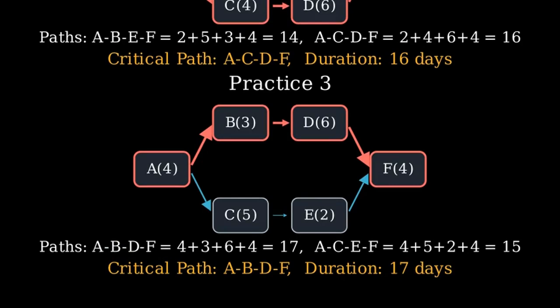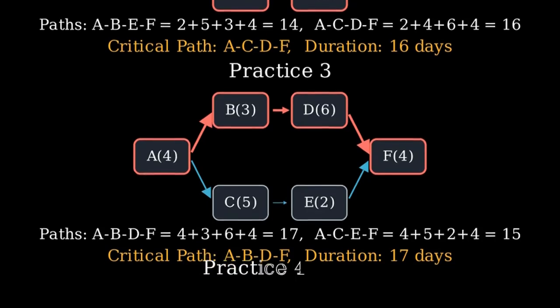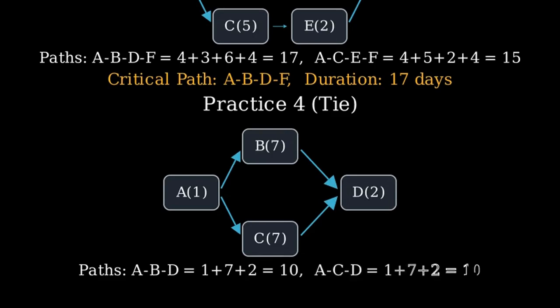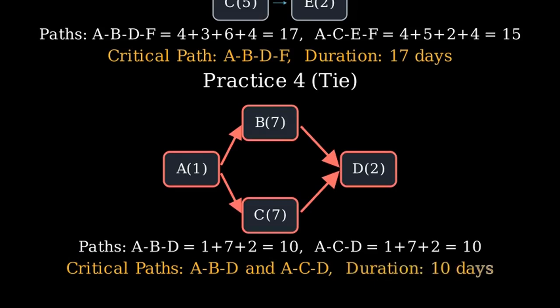Practice 4. Notice a tie case. Durations in days. A equals 1, B equals 7, C equals 7, D equals 2. Dependencies. A to B, A to C, and both B and C to D. Draw the network. 2 routes have the same length, A-B-D and A-C-D. Highlight both critical paths and state the duration. Answer. Critical paths are A to B to D and A to C to D, both with duration 10 days.